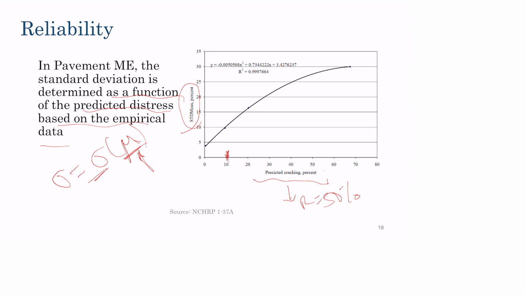So you can construct a plot like this where you have the predicted cracking, let's say x, and then you have the standard deviation of x put over here, and you can fit it to a curve. This is basically what we have over here. This predicted value x is the mean value. This is that 50% reliability value. We now have the standard deviation as a function of the mean predicted value. This is what we want.